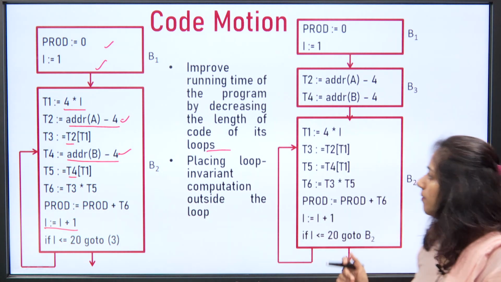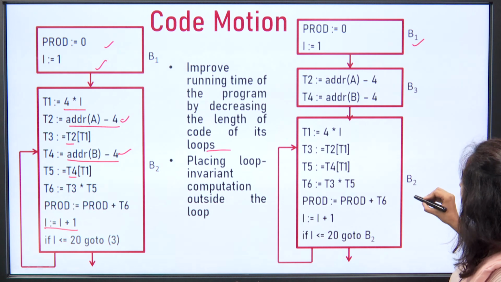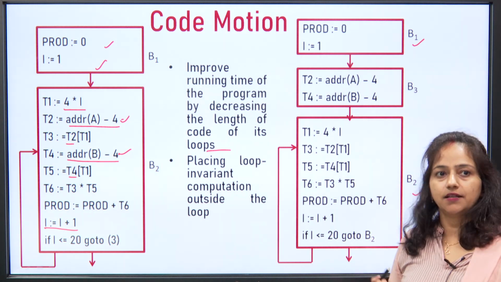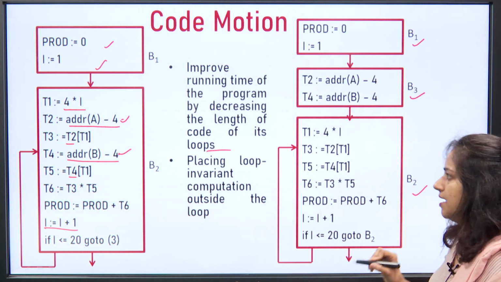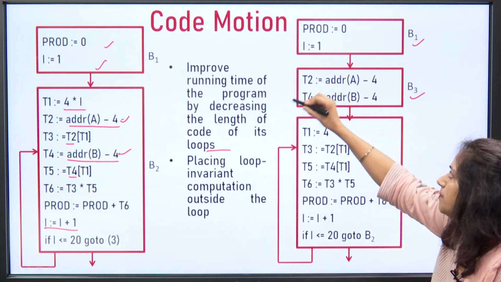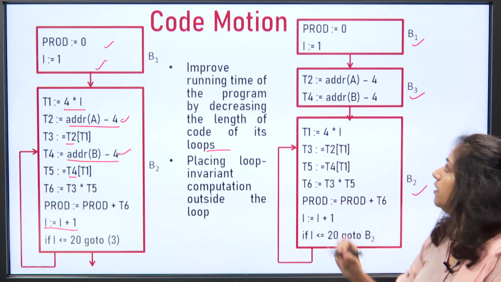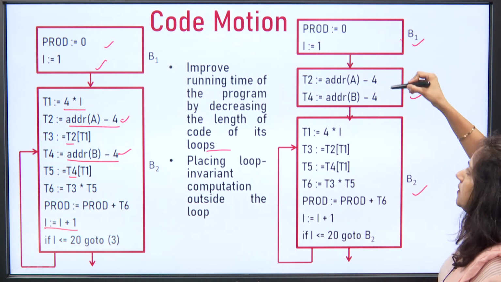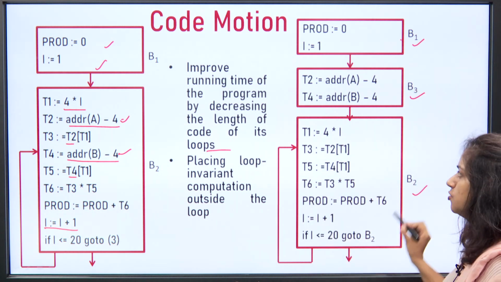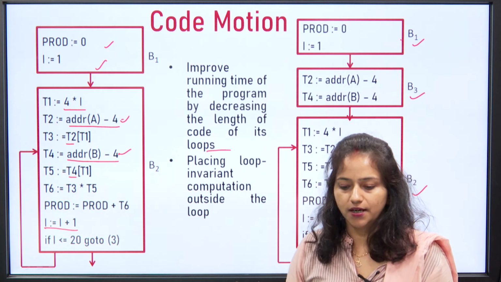the loop. So, this is B1, this is B2, we will create another block that is B3 and these two statements will be kept outside the loop. So, first we will execute B1, then B2 and then this loop section. So, this is about code motion.